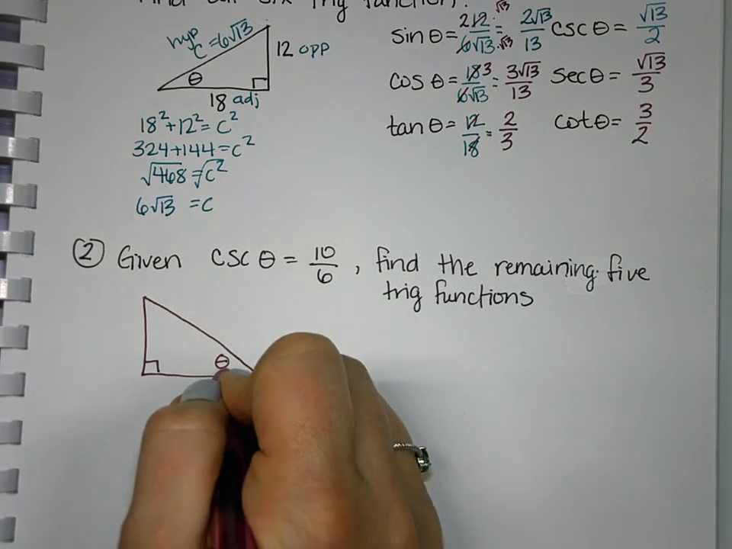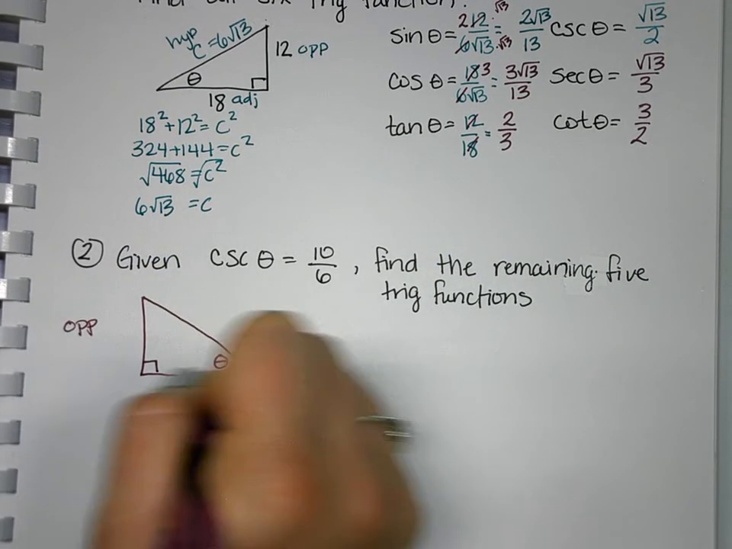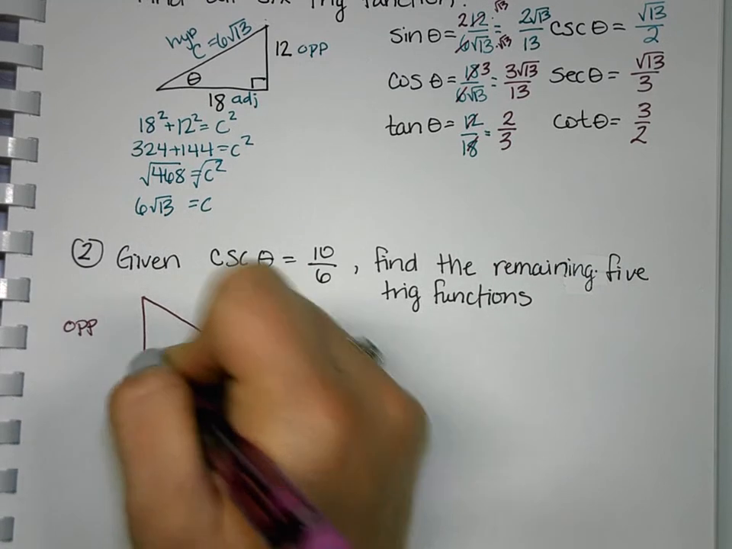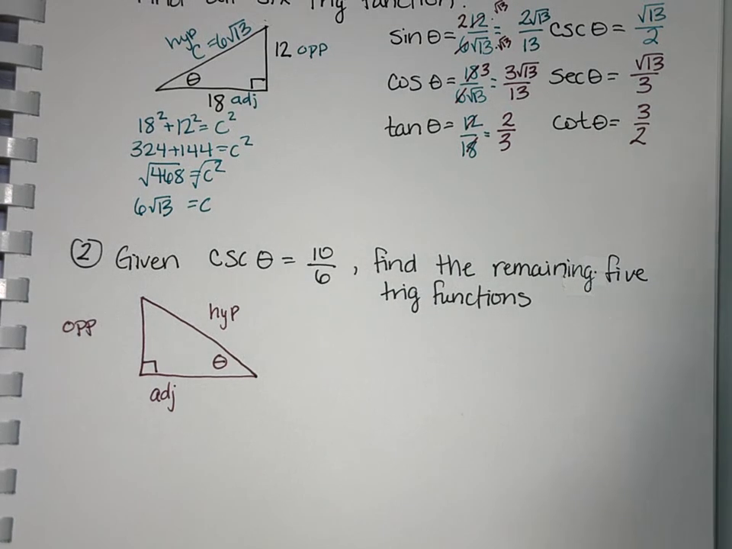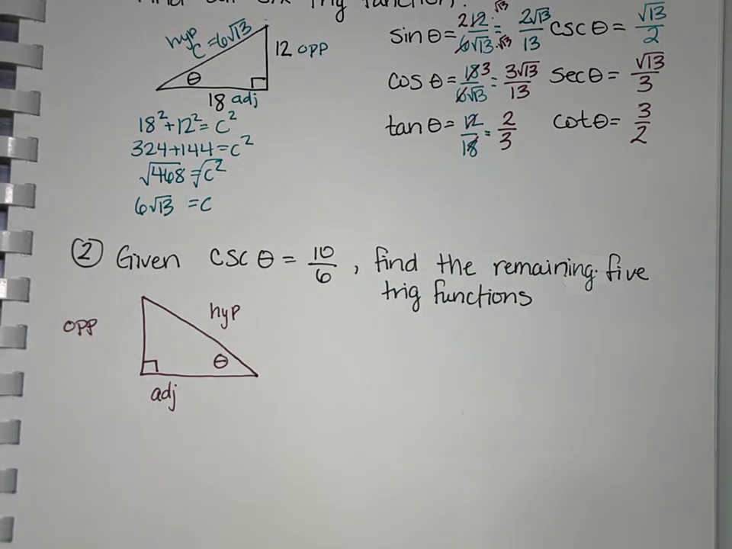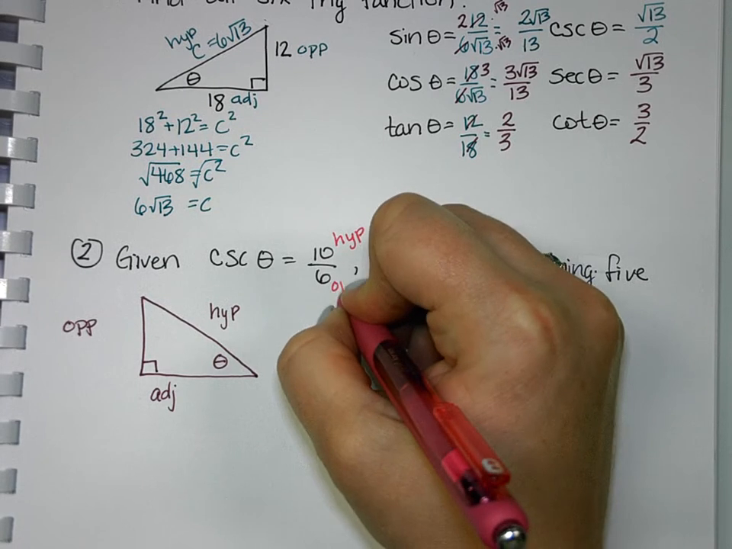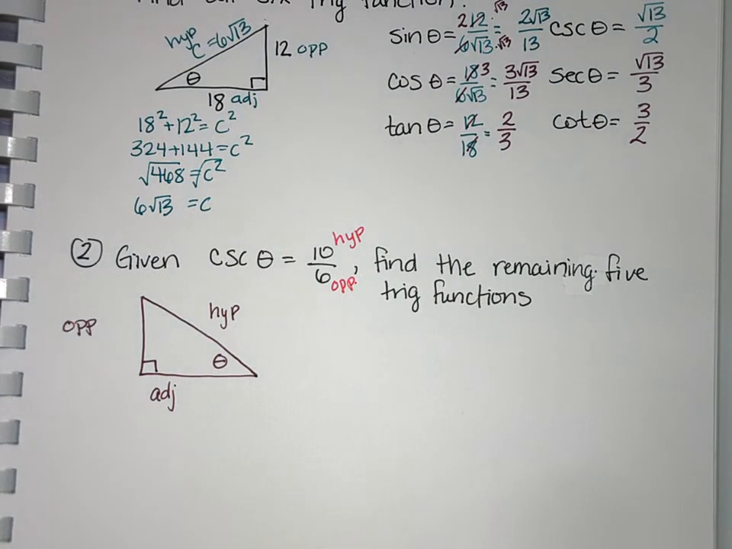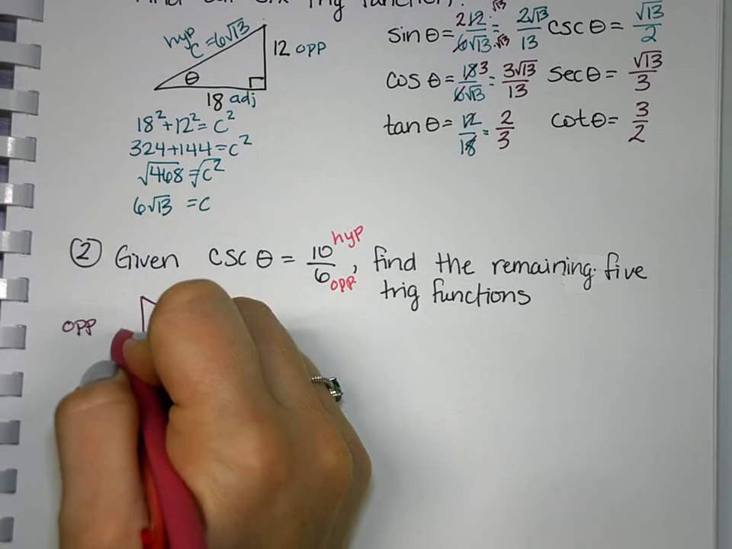From my theta, I know across is my opposite, next to it is my adjacent, and then across from 90 is my hypotenuse. So, looking at the trig function that we were given. So we were given the cosecant. So cosecant, if we remember, is hypotenuse over opposite. So that means this is my hypotenuse and this is my opposite. So I can use what I know about the ratio to label the sides on my triangle. So 10 is going to be my hypotenuse, my opposite is going to be 6.